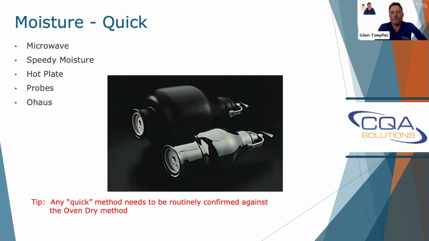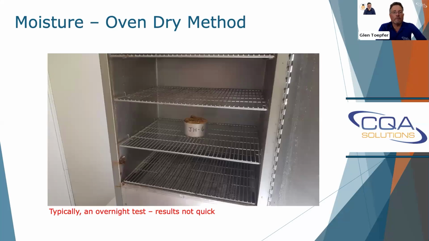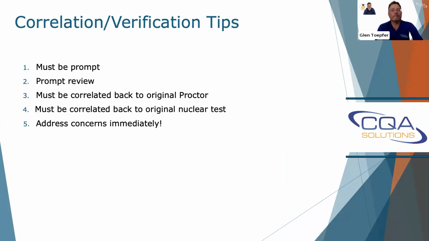So there's multiple ways you can do your moisture. There's quick methods, microwave, speedy moisture, hot plate probes. Ohaus has some devices that are used. This is a speedy moisture here. It used, I can't remember the powder offhand, but it formed acetylene gas, which was the pressure that correlated to a moisture. But any quick method you use needs to be compared back against the dry oven method. And the dry oven method really is the gold standard. It's going to be the most accurate, but it's an overnight test, and the results aren't quick. So it's really your confirmation when everything else fails.